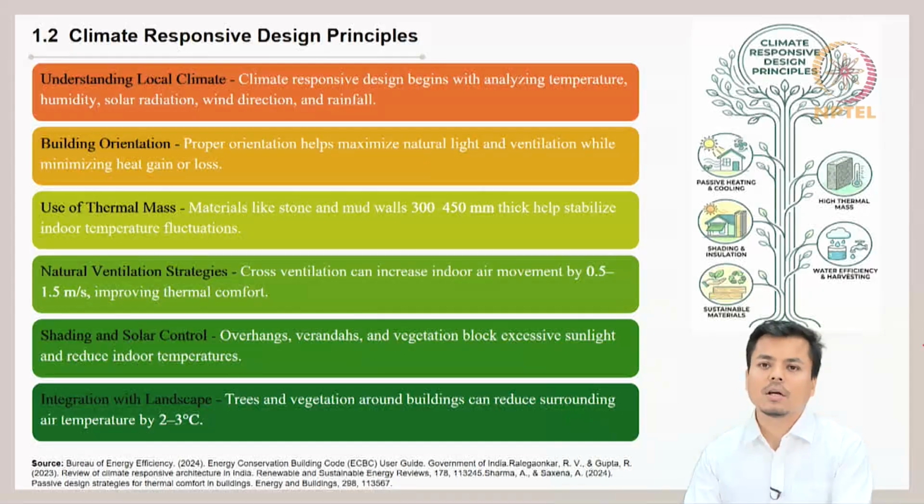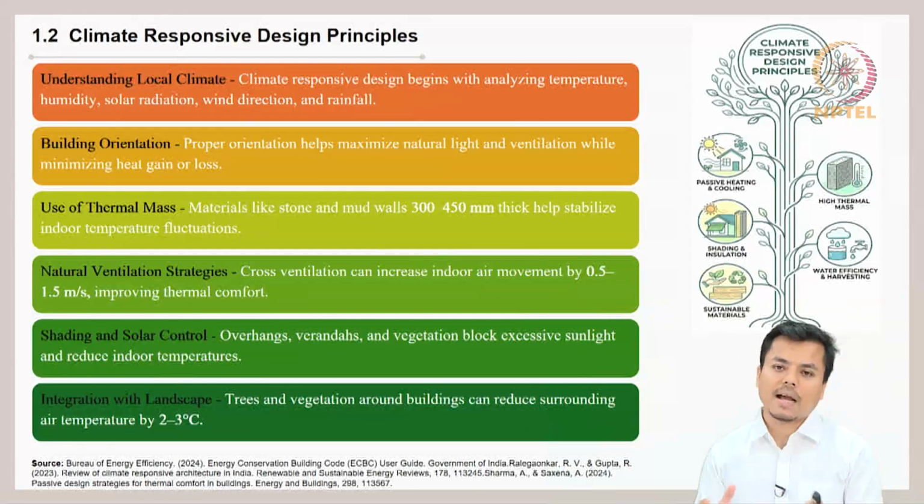Then next is about the use of thermal mass. Materials like stone and mud walls are generally 300 to 450 mm thick. They are generally that thick, 300 to 450 mm. That helps in stabilizing the indoor temperature fluctuation. So materials which have high thermal mass should be used for construction in such extreme weather.